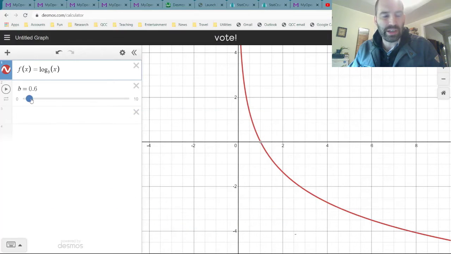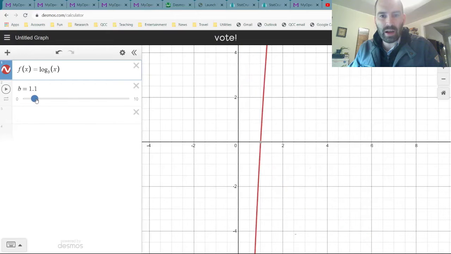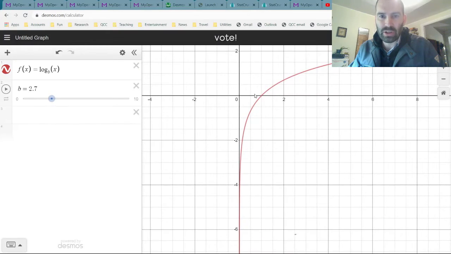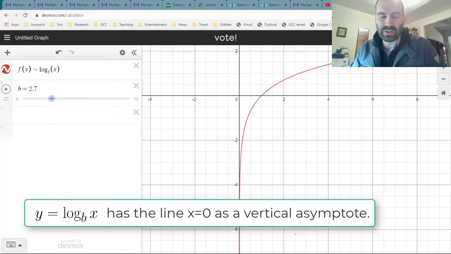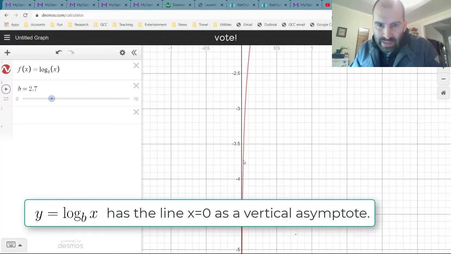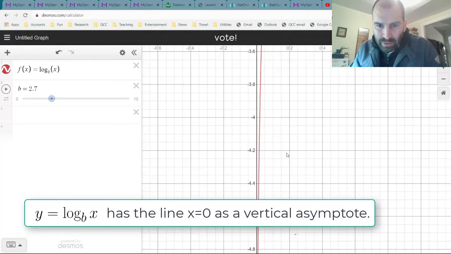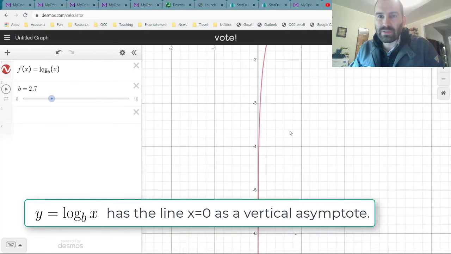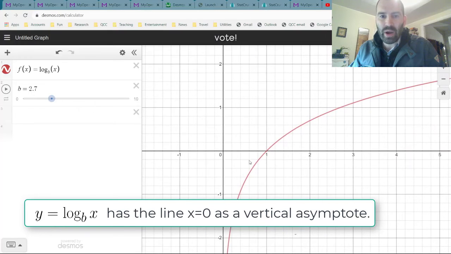What else are we seeing here? All of these graphs have a vertical asymptote. Notice that they approach the y-axis. They get closer and closer to the y-axis, but they never get there. If I zoom in, I'll see it never actually gets to the y-axis. That makes the y-axis a vertical asymptote. The y-axis is the line x equals 0.